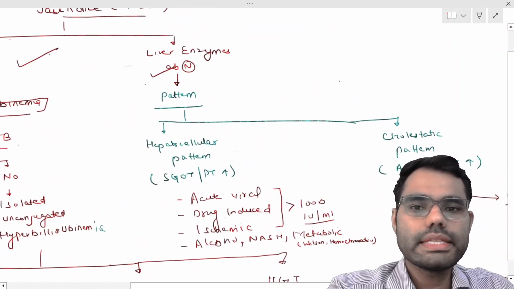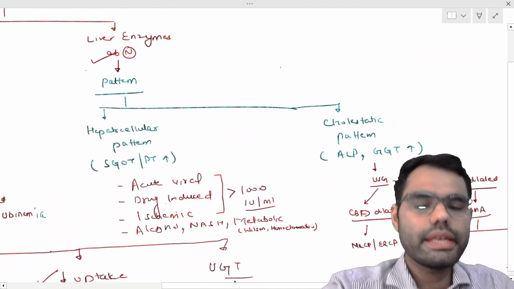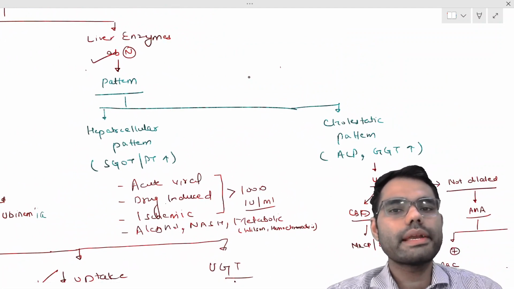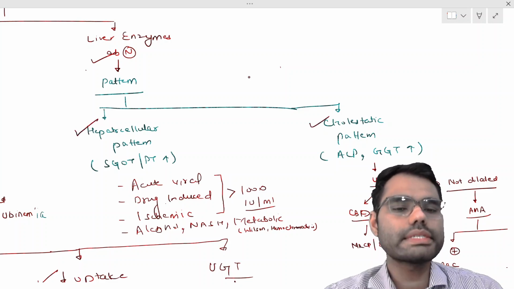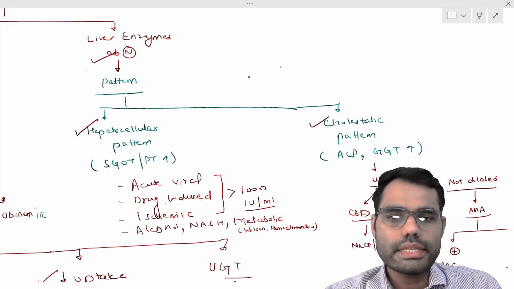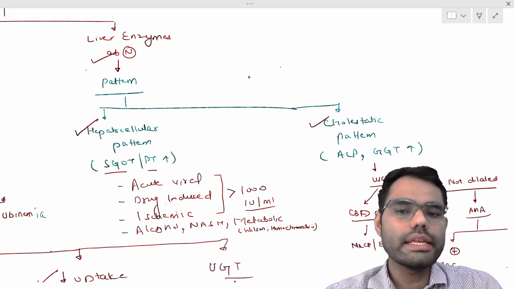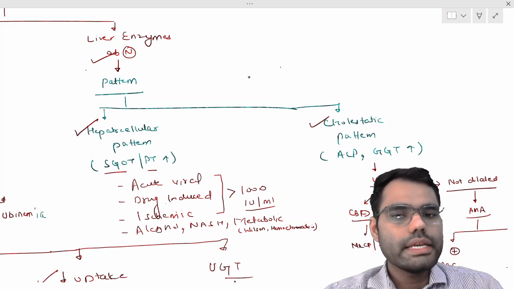Now, what if the liver enzymes are also abnormal? So the next step is to look at what the pattern of injury is, whether it is a hepatocellular injury or a cholestatic pattern. Hepatocellular injury would have elevation of SGOT and SGPT. So what could be the conditions?